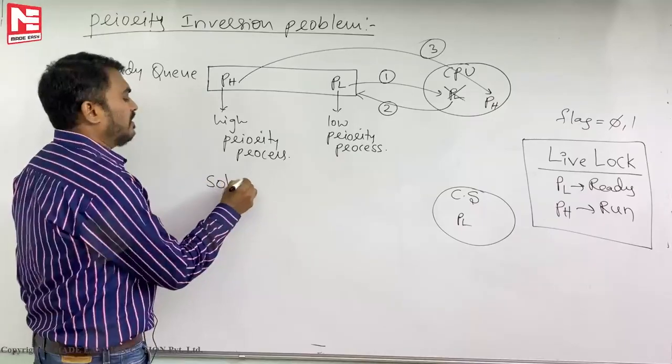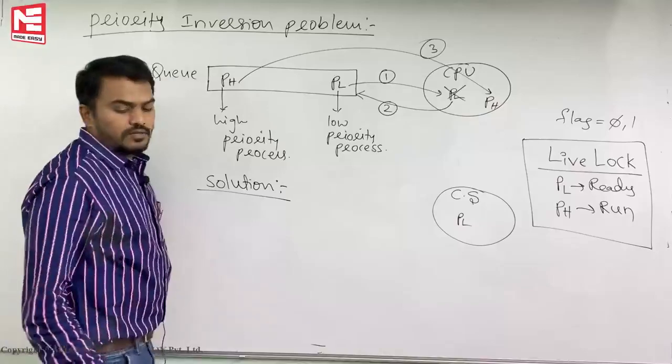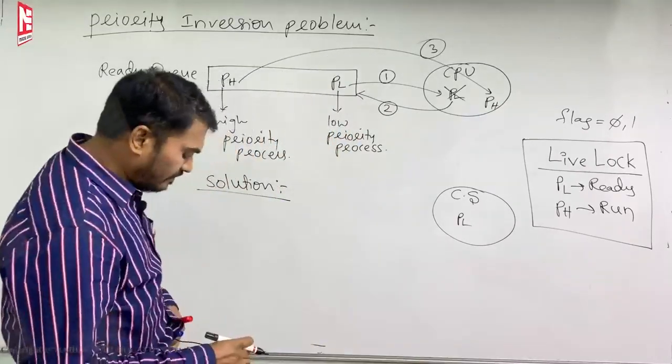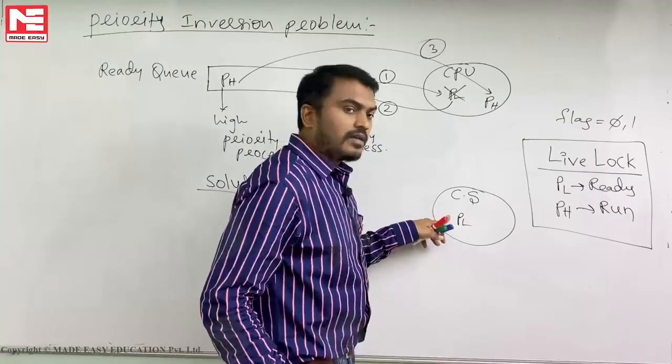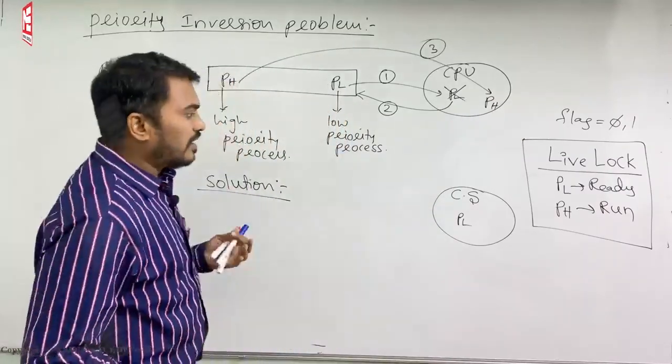Now I want a solution to the problem here. What is the problem here? The problem is that the low priority process is not able to complete the critical section, and the high priority process is not able to enter into the critical section. So that is a live lock.